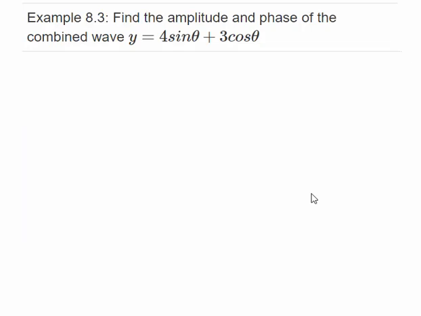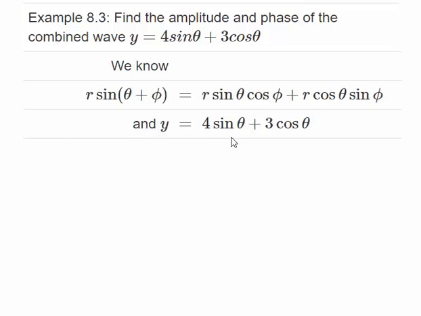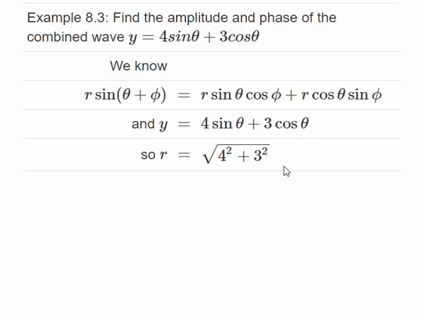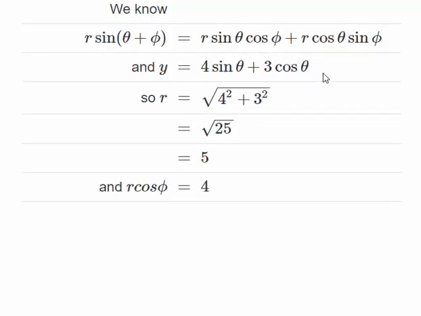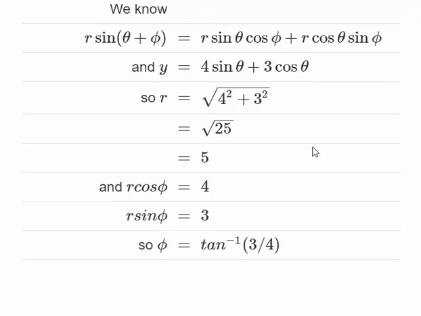So let's do an example. Find the amplitude and phase of the combined wave y is equal to 4 sin theta plus 3 cos theta. So first of all we can calculate r, which is going to be the square root of 4 squared plus 3 squared. 4 squared is 16, 3 squared is 9, 16 plus 9 is 25, and the square root of 25 is 5. So we've got 4 is equal to r cos phi, and we've got 3 is equal to r sin phi. So that means phi is equal to the arctangent of 3 over 4. If we calculate that in radians, we get the value of 0.64 or 36 degrees.